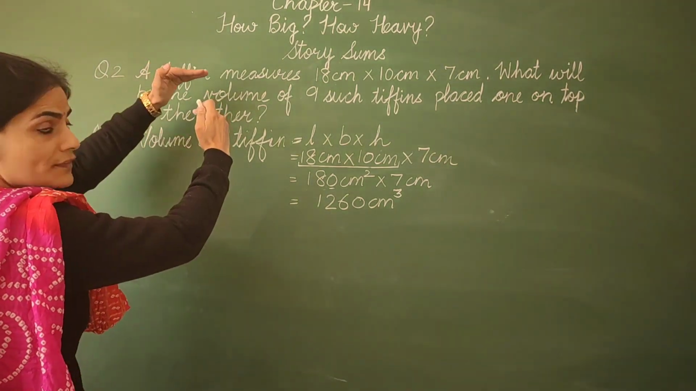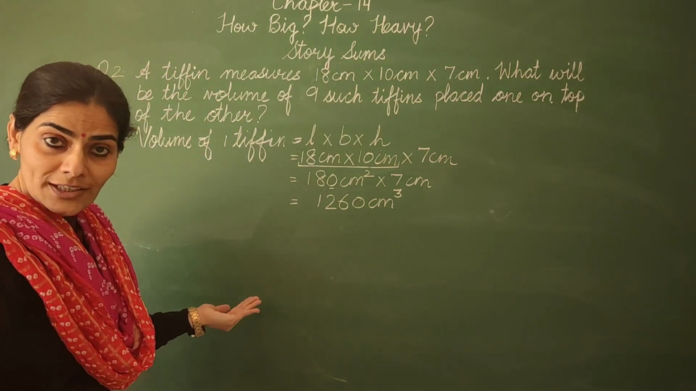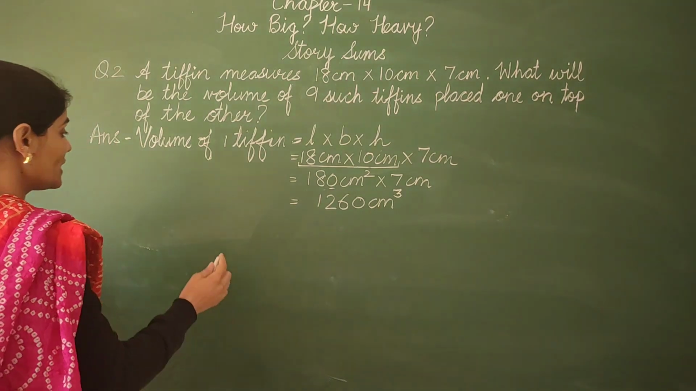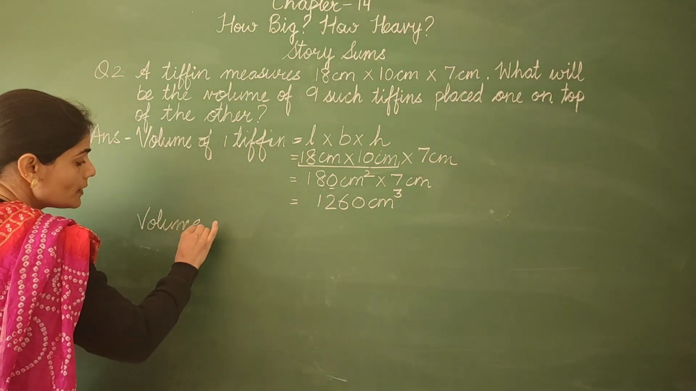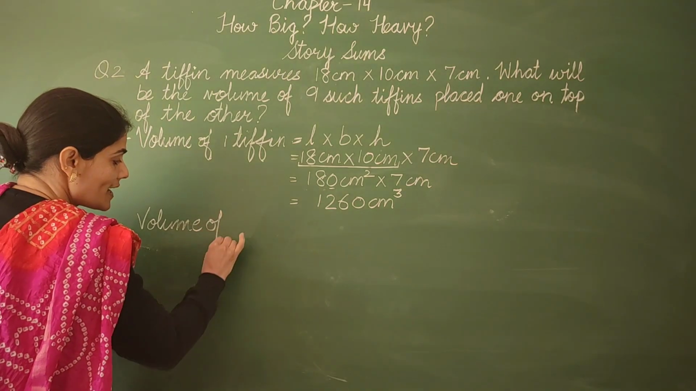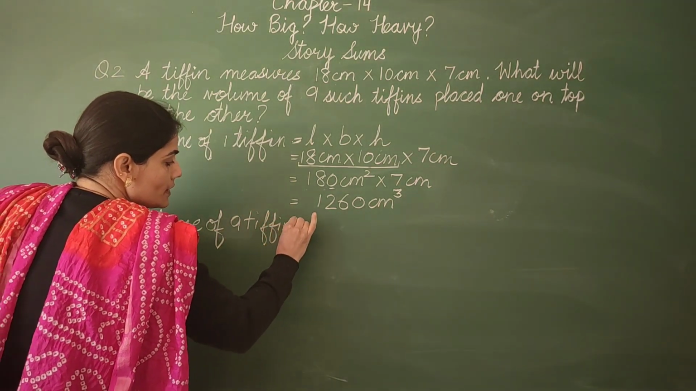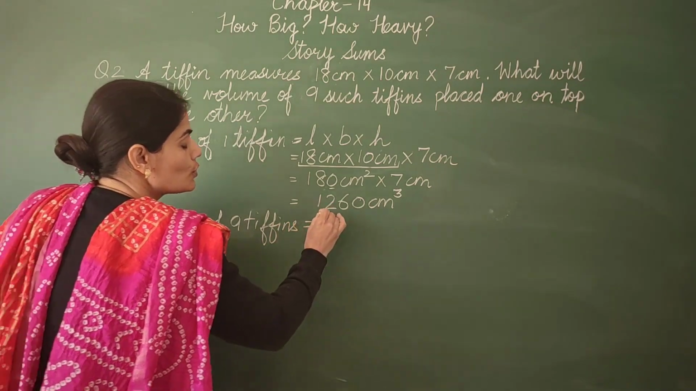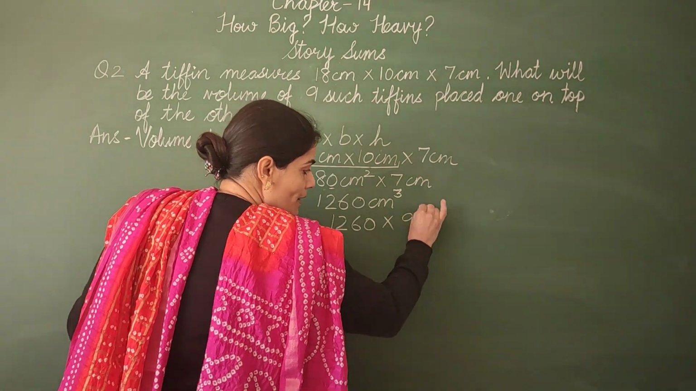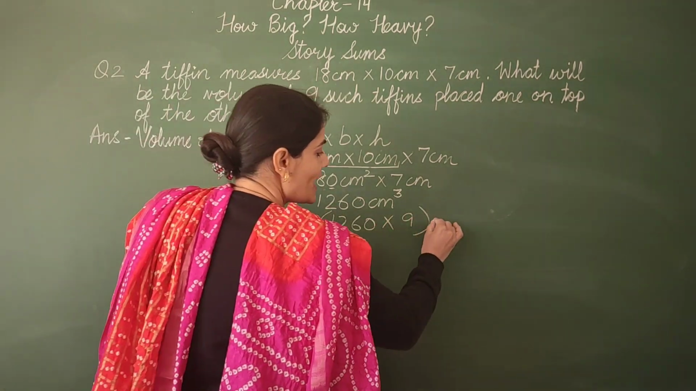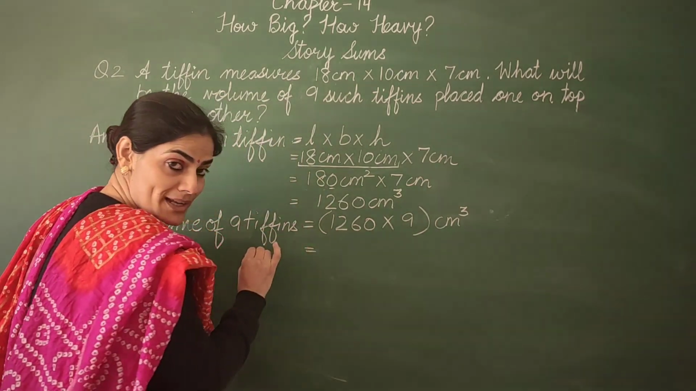Now we know the volume of one tiffin, and when such 9 tiffins are placed one on top of the other, the volume would increase, the space occupied would increase. So that is why we will multiply the volume of one tiffin by 9. So I write here, volume of 9 tiffins is equal to 1260 multiplied by 9, and we are going to get the answer in centimeter cubed. So let's do the multiplication.